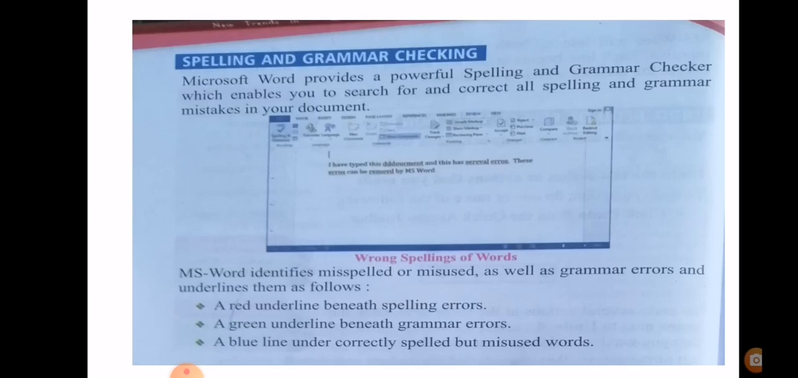Spelling and grammar checking. Microsoft Word provides a powerful spelling and grammar checker which enables you to search for and correct all spelling and grammar mistakes in your documents. MS Word identifies misspelled or misused words as well as grammar errors and underlines them as follows. A red underline beneath it represents spelling errors, a green underline beneath it represents grammar errors, and a blue line beneath it represents correctly spelled but misused word.